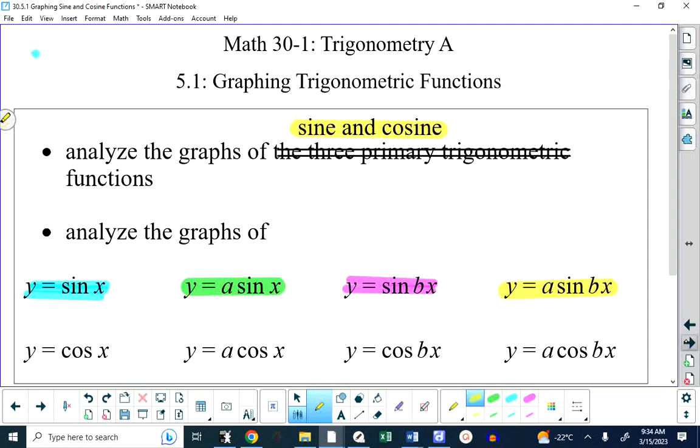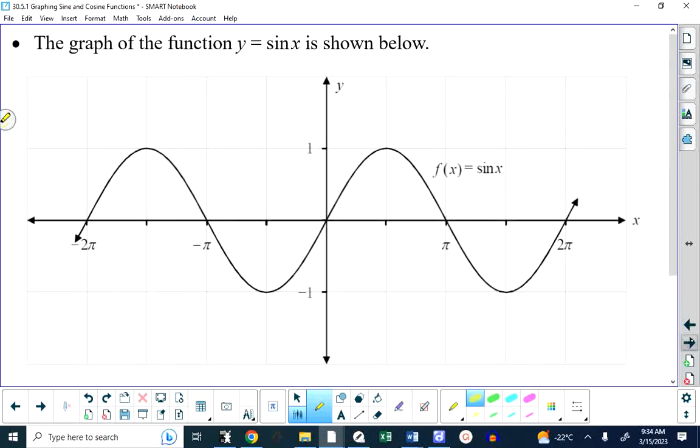So this goes back to the idea that you learned about in Math 20, that do you know what y equals x squared looks like? Yes, you can graph any transformation of it. Now it's just going to be these functions. So this is what the graph of y equals sine x looks like. And this should make sense to you.